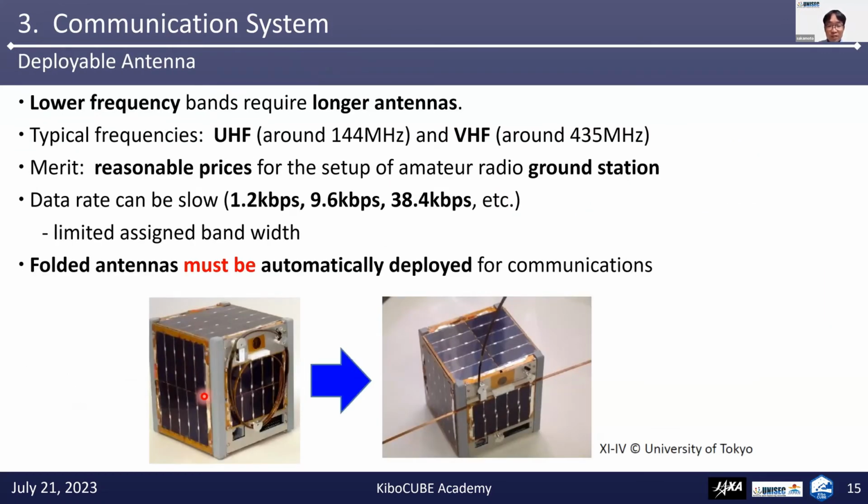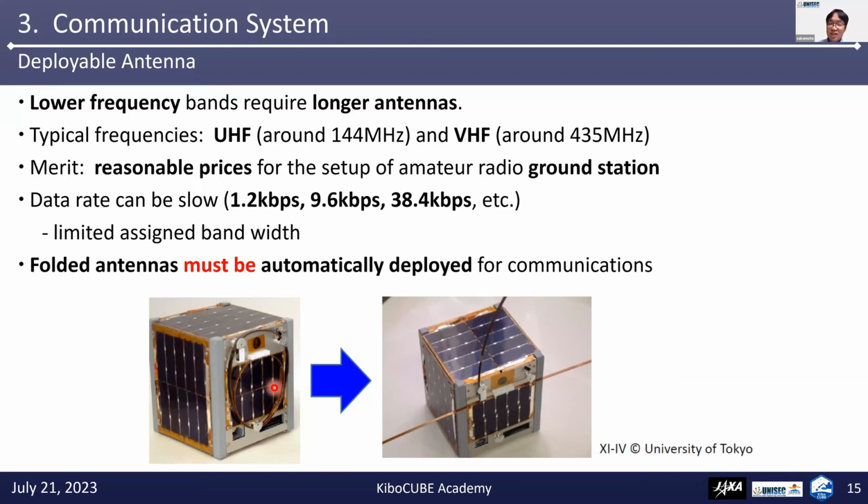This is the world's first CubeSat, Psi-4, from the University of Tokyo. This has folding antennas that are deployed in space. So lower frequency bands require longer antennas. And the merit of these signals is the reasonable price for the setup of amateur radio ground stations. This makes these frequencies popular with many CubeSat developers.